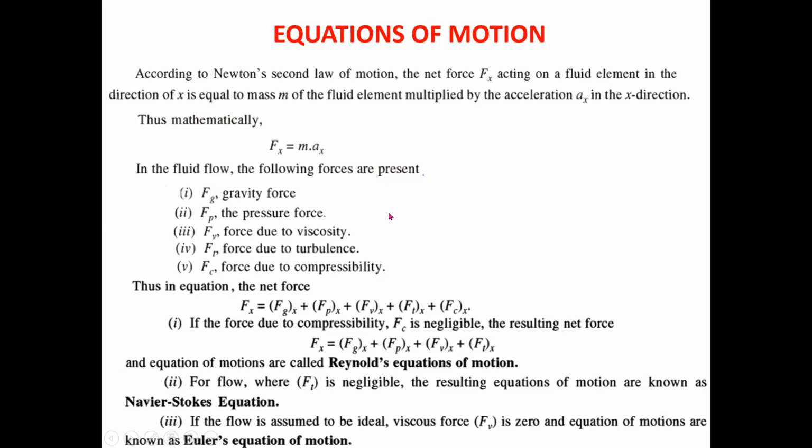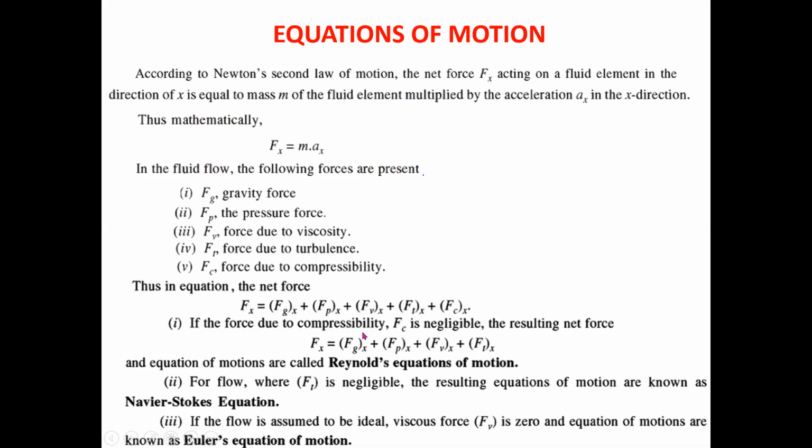Okay. So in this equation, instead of taking m into ax, you can take the net force. Addition of all these forces gives your Fx, nothing but the force on the fluid. So in the equation, the net force becomes the summation of gravitational force, pressure force, viscosity force, turbulence force, and compressibility force. So Fx is equal to Fg in x direction, Fp in x direction, Fv in x, Ft turbulence force, Fc compressibility force. So addition of all these forces gives the force on the fluid, right? So this is Fx.